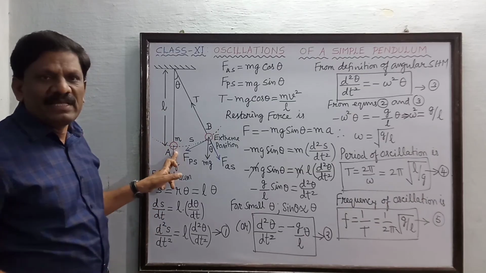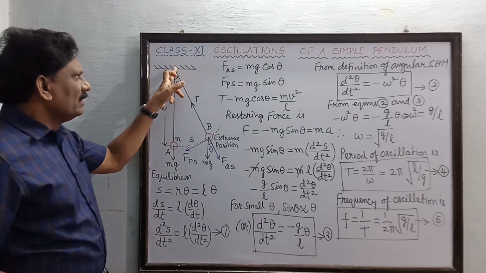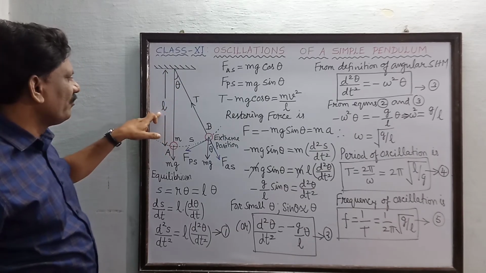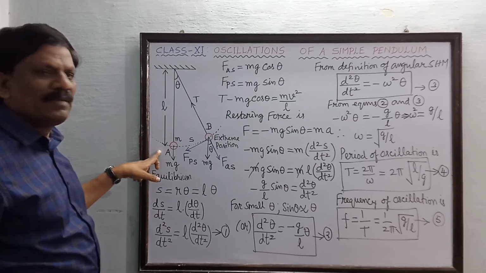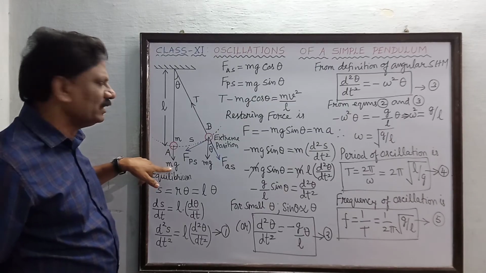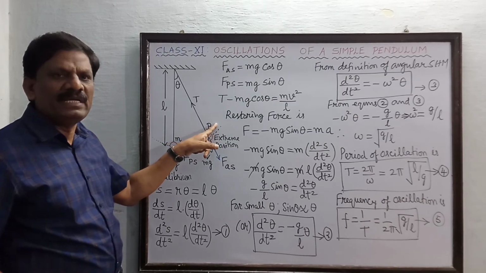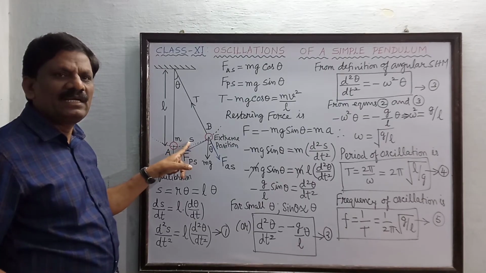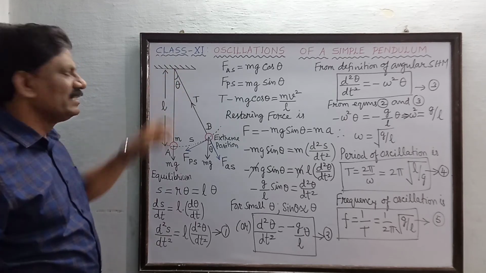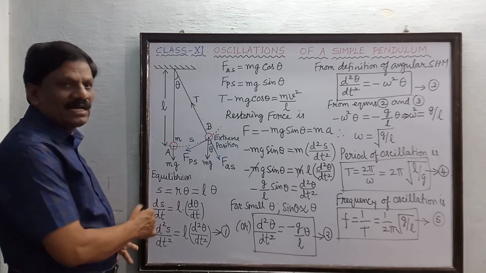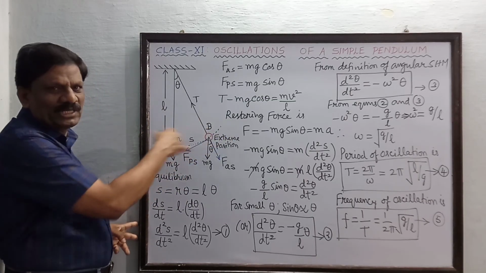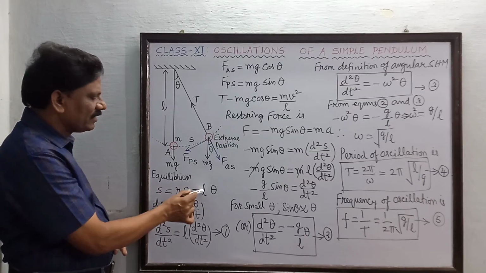A bob is suspended from a vertical point with the help of a string or thread of length L, and this position is called the mean position A, and here mg is its weight acting in the vertically downward direction. Then it is displaced to a new position B, so that its linear displacement is S, and the angular displacement at the point of suspension is theta. So we related S is equal to R theta, where R is the radius. But here the radius of the circular path is the length of the string. So S is equal to L theta.